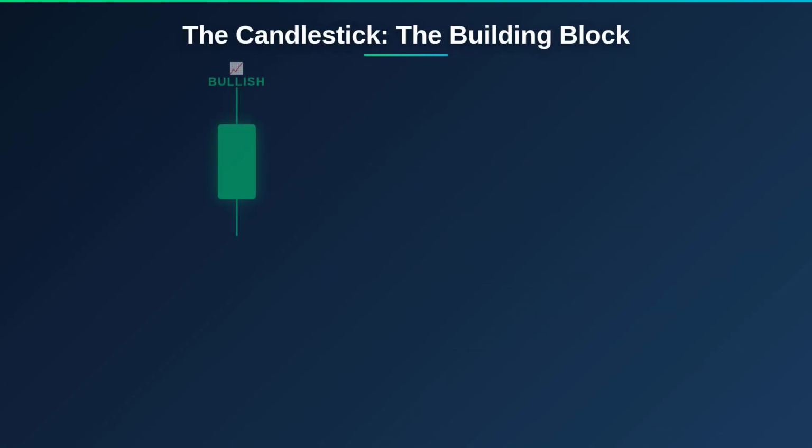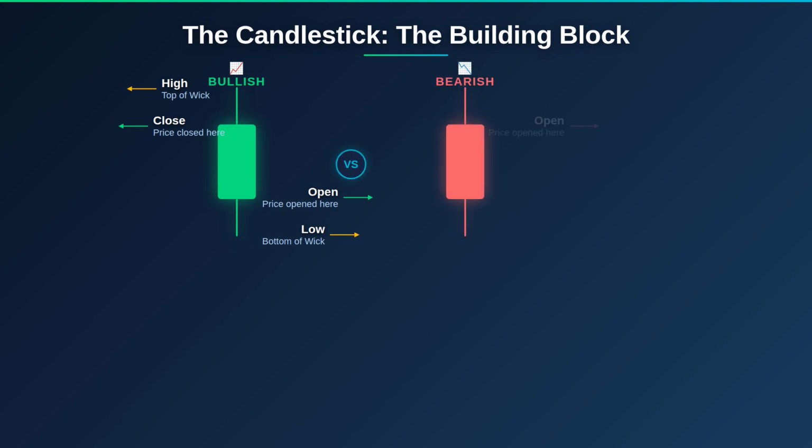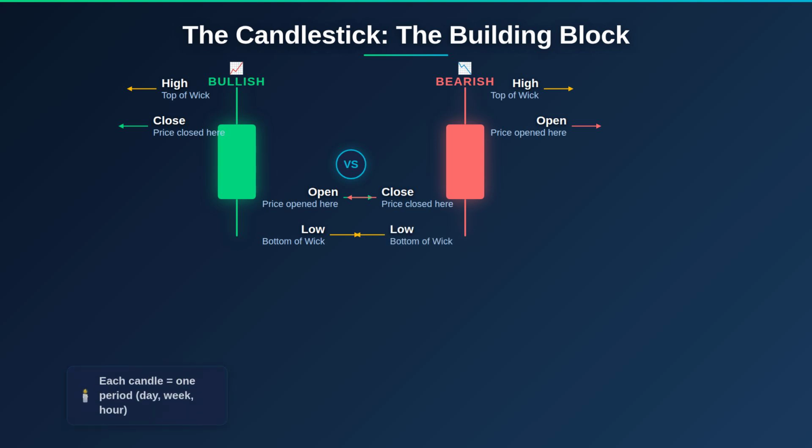Now let's talk about the most common chart type you'll see, the candlestick chart. Each little shape on the chart is called a candle, and each candle represents one time period, one day, 1 week, or even 1 hour, depending on how you set it.